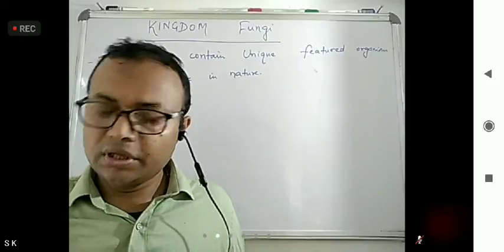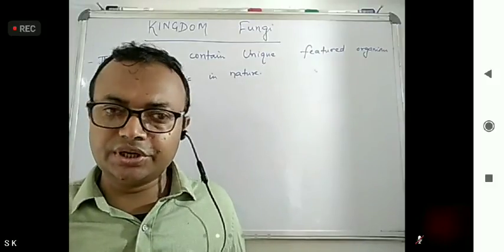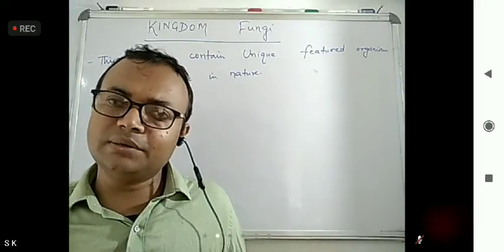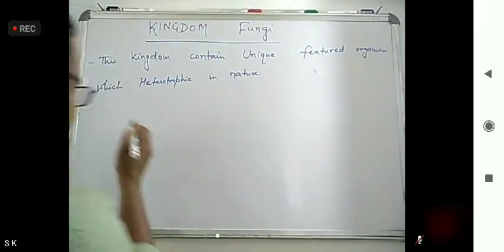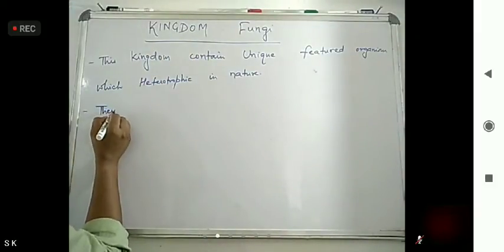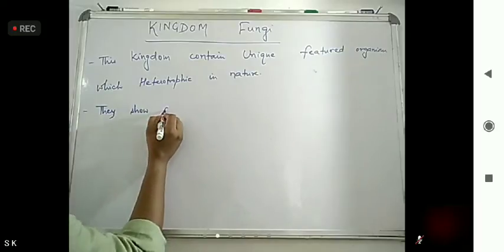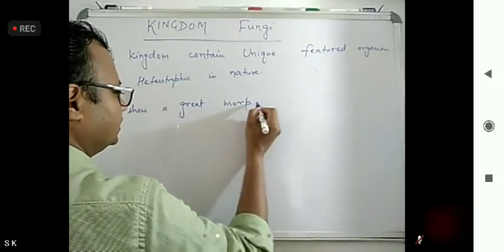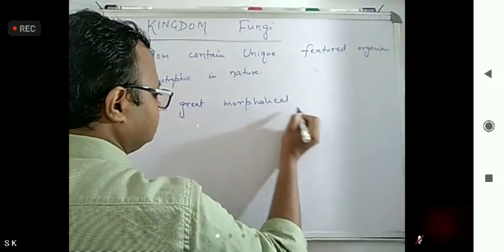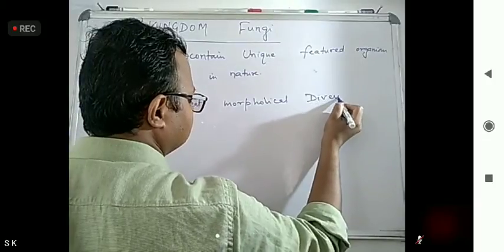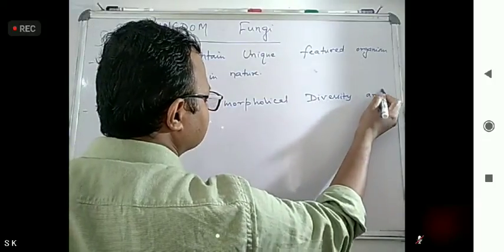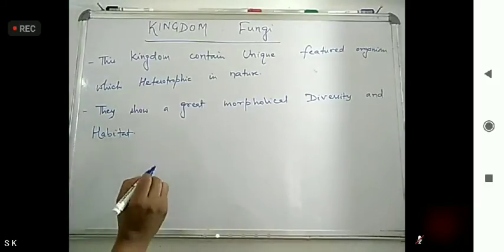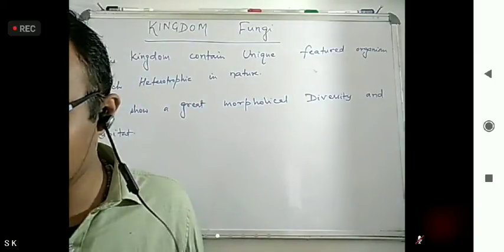Okay, now they show a great diversity in morphology as well as habitat, means external structure also and the place. So they show a great morphological diversity and habitat. They are showing great morphological diversity and habitat.